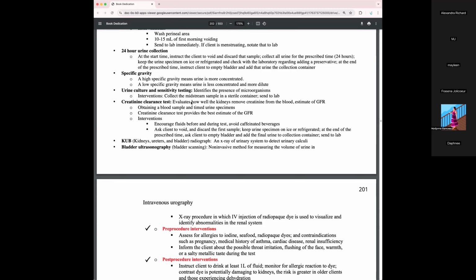All right. So a KUB stands for kidneys, ureters, and bladder. It's an X-ray of the urinary system to detect kidney stones. A bladder ultrasonography or a bladder scan is a non-invasive way to measure how much urine is in the bladder.